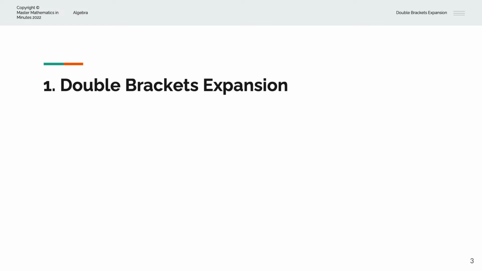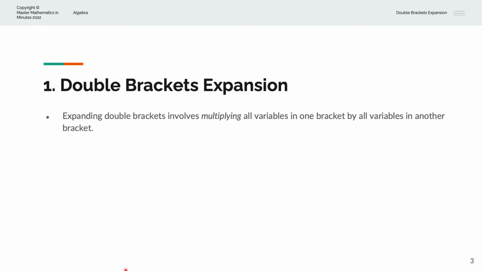So, what is double brackets expansion? Expanding double brackets involves multiplying all variables in one bracket by all variables in another bracket. Let's consider this visually, with a plus b multiplied by c plus d, and with double brackets.